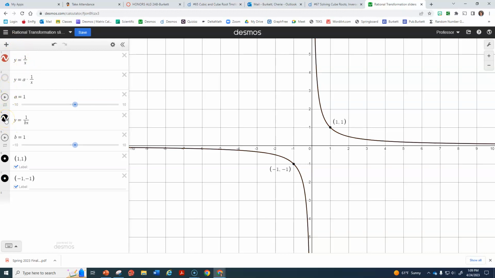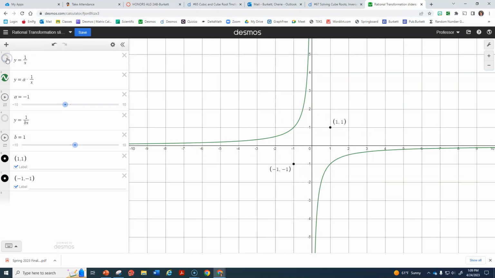So let's turn them off real quick and let's make A be negative 1. And let's see what it looks like. Okay, there's A being negative 1. What happened right here is that this branch right here reflected down. The Y values went negative, and this branch reflected up. And the result is the green graph. I'm going to turn this one off real quick so you can see the parent function is gone. So that's what having a negative A looks like.